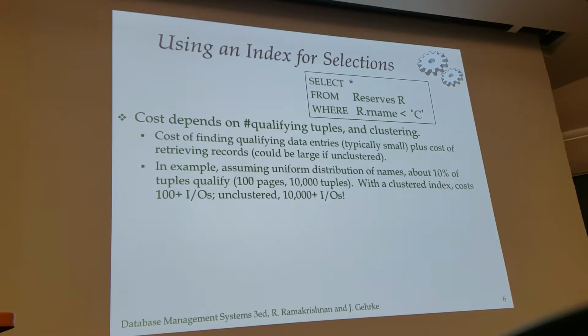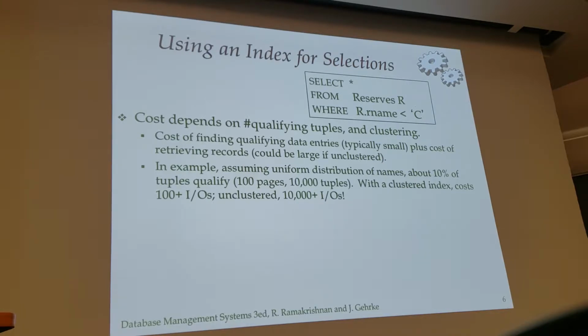And so basically the cost of doing things when there's a selection is going to depend on what number of tuples end up qualifying. It also depends on whether or not, if you're using an index, you end up having clustering in the index. So, if you do have an index on reservation name, then the cost of using that index to get the reservations that are less than C.